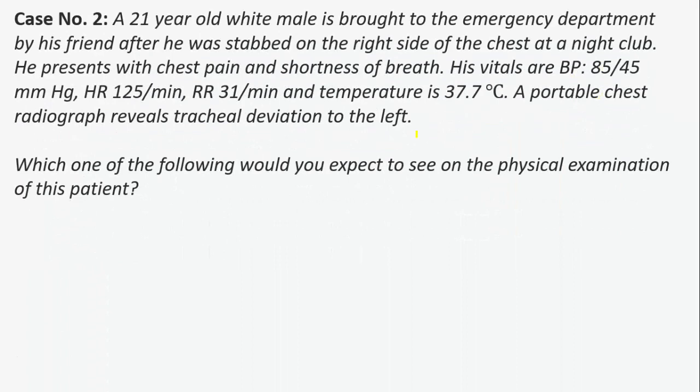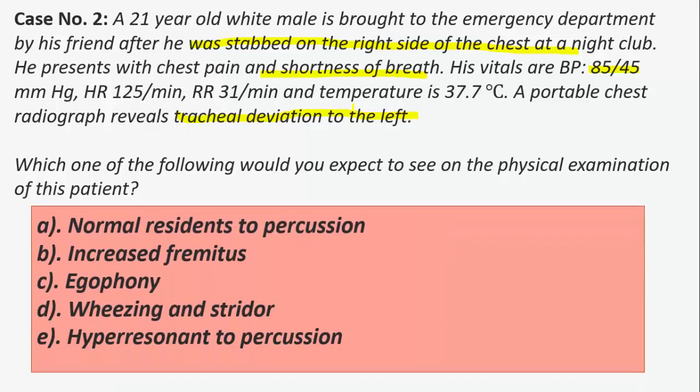Case 2: a 21-year-old white male is brought to the emergency department by his friend after he was stabbed on the right side of the chest at a nightclub. He presents with chest pain and shortness of breath. His vitals are BP 85/45 mmHg, heart rate 125 per minute, respirations 31 per minute, and temperature 37.7 degrees. A portable chest radiograph revealed tracheal deviation to the left. So he was stabbed on the right side and the trachea is deviated to the opposite side. Which one of the following would you expect to see on the physical exam of this patient?